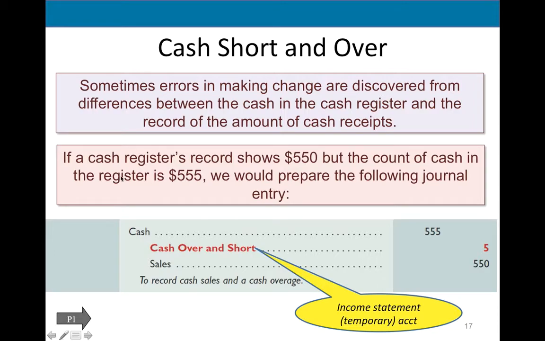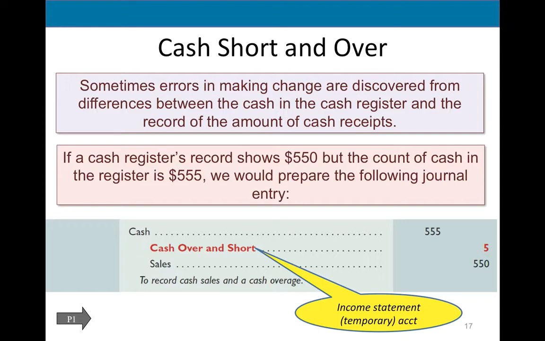So here is an example. Our cash register shows $550. It's shown on the cash register tape. It's also called audit tape. But when we count cash in the register, we are over. We have $555. So we have to record the actual amount of cash, 555 debit, but my sales have to be recorded at the cash register's tape, 550, and cash short and over, as you can see, since we are over, it goes to the credit side, to the right side.